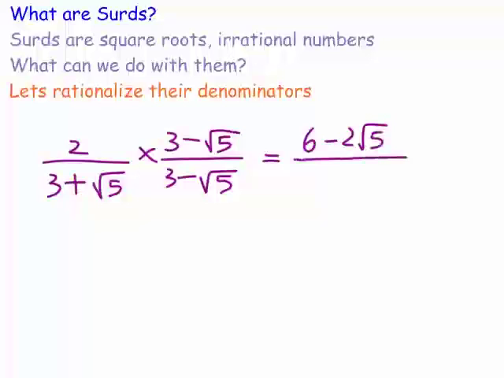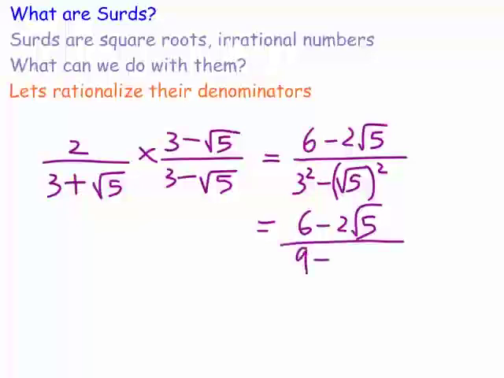Now, what does the bottom work out to be? Well, it's 3 squared minus root 5 all squared. Okay, and as we wanted, we end up getting 6 minus 2 root 5 on 9 minus 5, which is actually 4 on the bottom, and as we can cancel a common factor of 2.